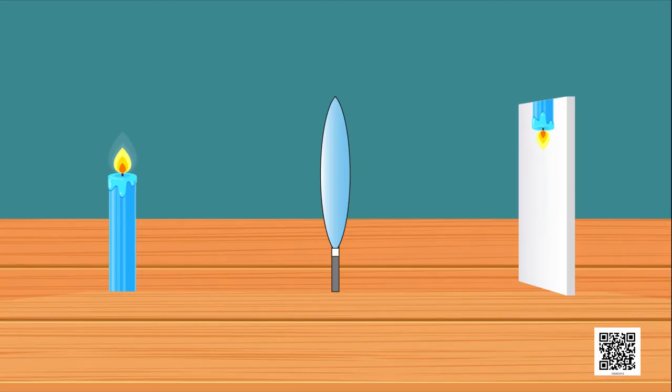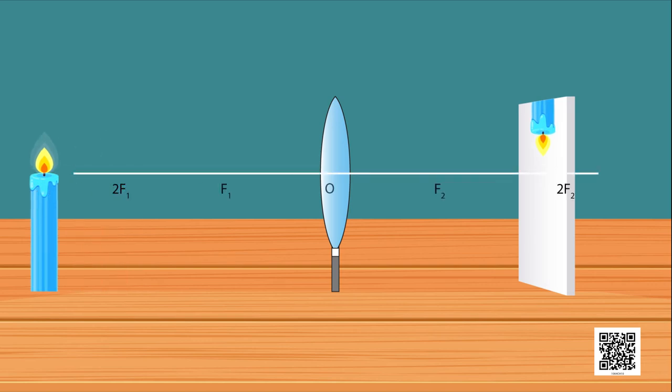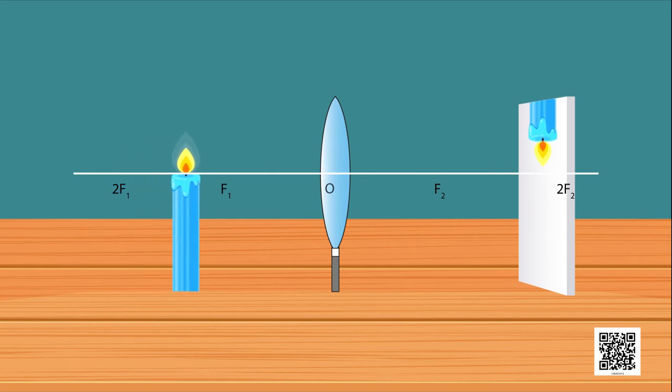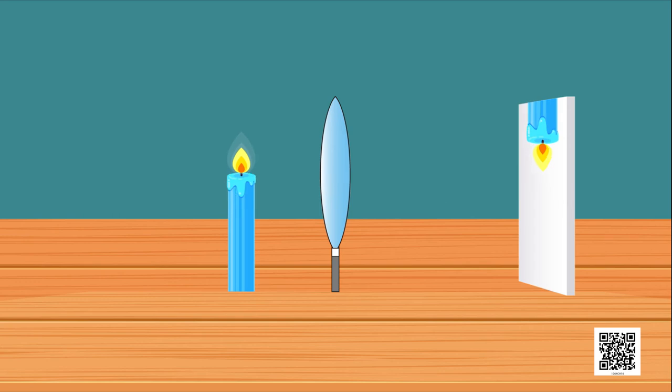Now, take the candle from infinity nearer to the lens at different positions, like at 2F1, beyond 2F1, between F1 and 2F1, and observe the images on the screen. You are seeing that in all situations, the image formed is real and inverted. But as you bring the candle near the lens, the size of the image increases gradually.